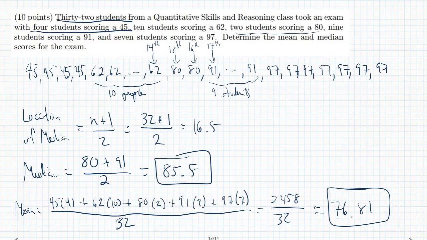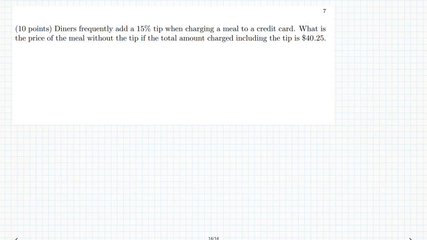Questions on that? Okay, without seeing any questions, we'll finish with this last problem right here. So these percent increase, percent decrease really trip people up, and I want to make sure people are aware. So diners frequently add a 15% tip when charging a meal to a credit card. What is the price of the meal without the tip if the total amount charged, including the tip, is 40.25?